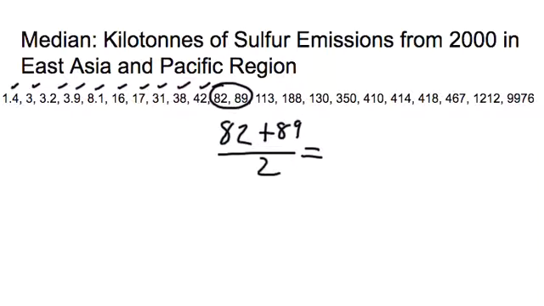So 82 plus 89 divided by 2 is going to give me 85.5, and that's going to be the median of that set of data.